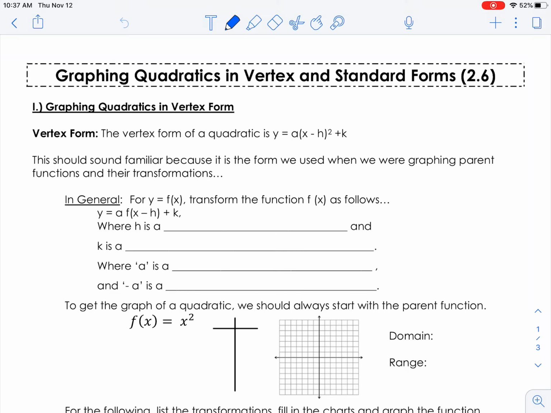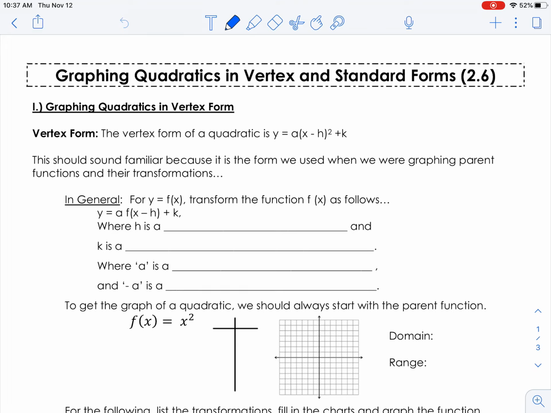Hi everybody, today we will be moving on in Unit 2. We're going to do the second half of Unit 2, which will focus on graphing quadratics, but also we'll start applying our skills with solving. So this first section, 2.6, is all about graphing quadratics in vertex form and in standard form.